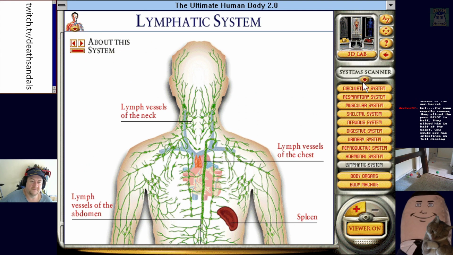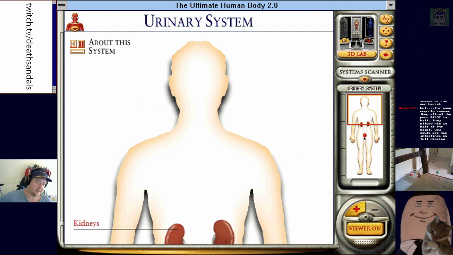What else we got? For some odd, ungodly reason, they sliced the poor pilot in half. Sliced him in half at the waist. You could see his intestines on full display. Okay, that didn't seem necessary. If you're showing off the cutaway for a tank, yeah, that seems all weird.